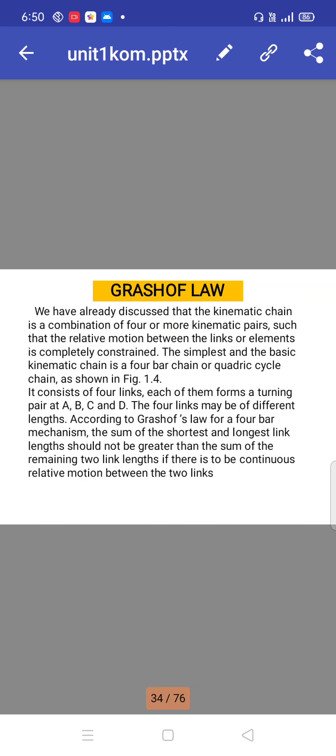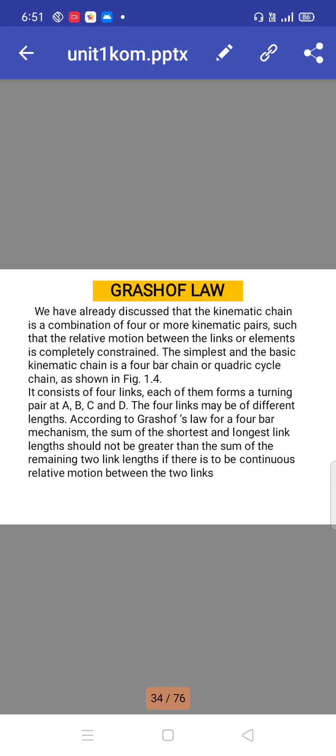The kinematic chain is a combination of four or more kinematic pairs such that relative motion between the links or elements is completely constrained. The simplest and the basic kinematic chain is a four-bar chain or quadric cycle chain. It consists of four links. Each of them forms a turning pair at A, B, C and D.